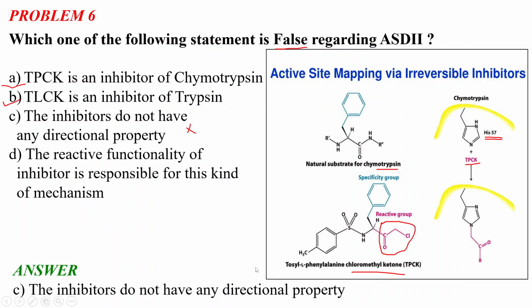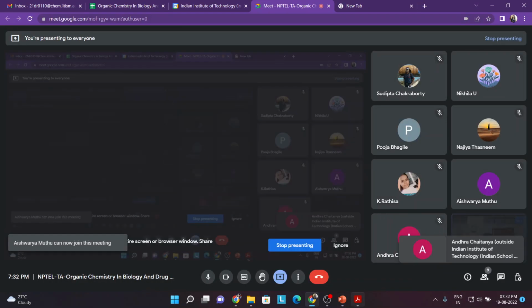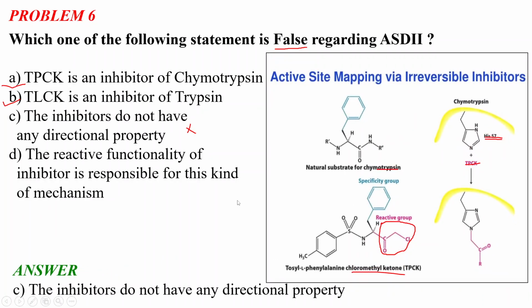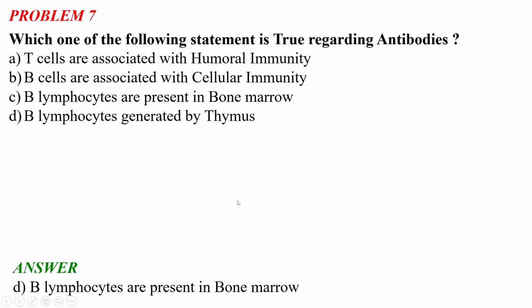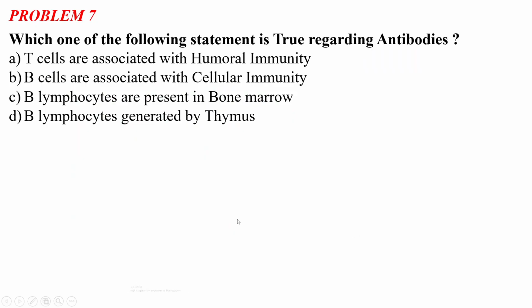This kind of true-false question you can easily answer if you know what the B cells and T cells are, and the comparison between these two kinds of cells. The correct answer of this question is D. Sorry, there is a typographical mistake, it will be C here. I am just going to correct it right now so I can update it later. So, the correct option is C, the B lymphocytes are present in the bone marrow.